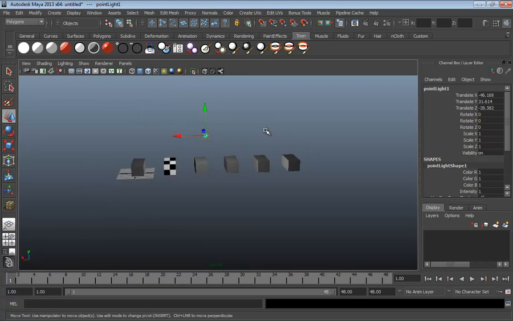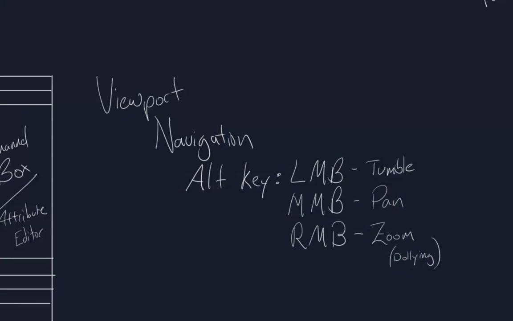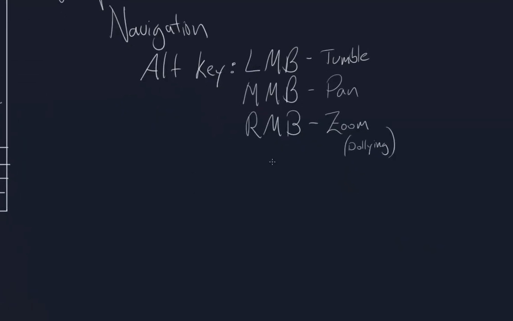So those are the big buttons I want you to be aware of in terms of the viewport. You have 4 for wireframe, 5 for shaded, 6 for textured, and 7 for lit. Jot those down. 4 for wire, 5 for shaded, 6 for texture, 7 for lit. So make sure you know those.